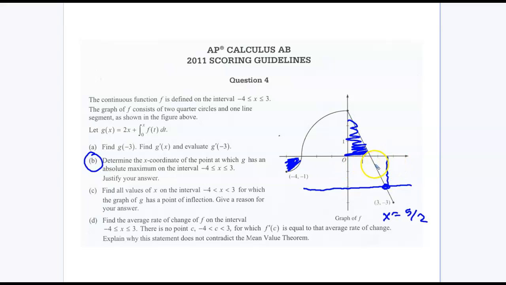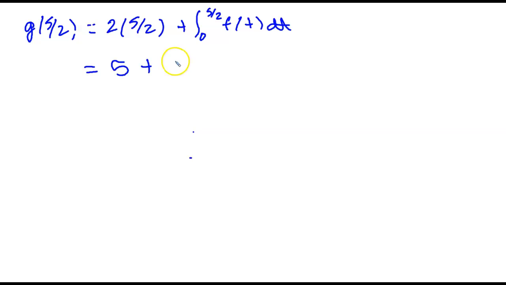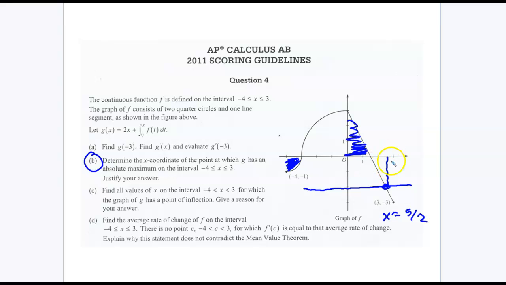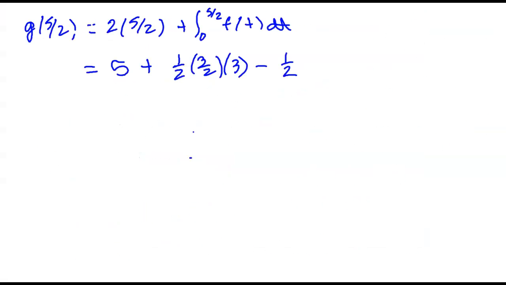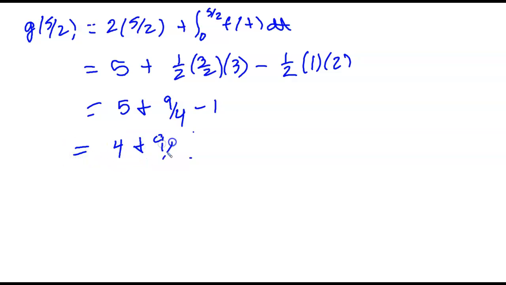So this is going to equal, well, the base of this triangle is 1.5, or 3 over 2. So it's going to be 1/2 times the base 3 over 2 and the height 3, minus, my other triangle has a base of 1, and the height is 2. And since it's below the x-axis, I have to subtract it. So if I work this all out, this works out to be 5 plus 9 over 4 minus 1, which ends up being 4 plus 9 over 4.